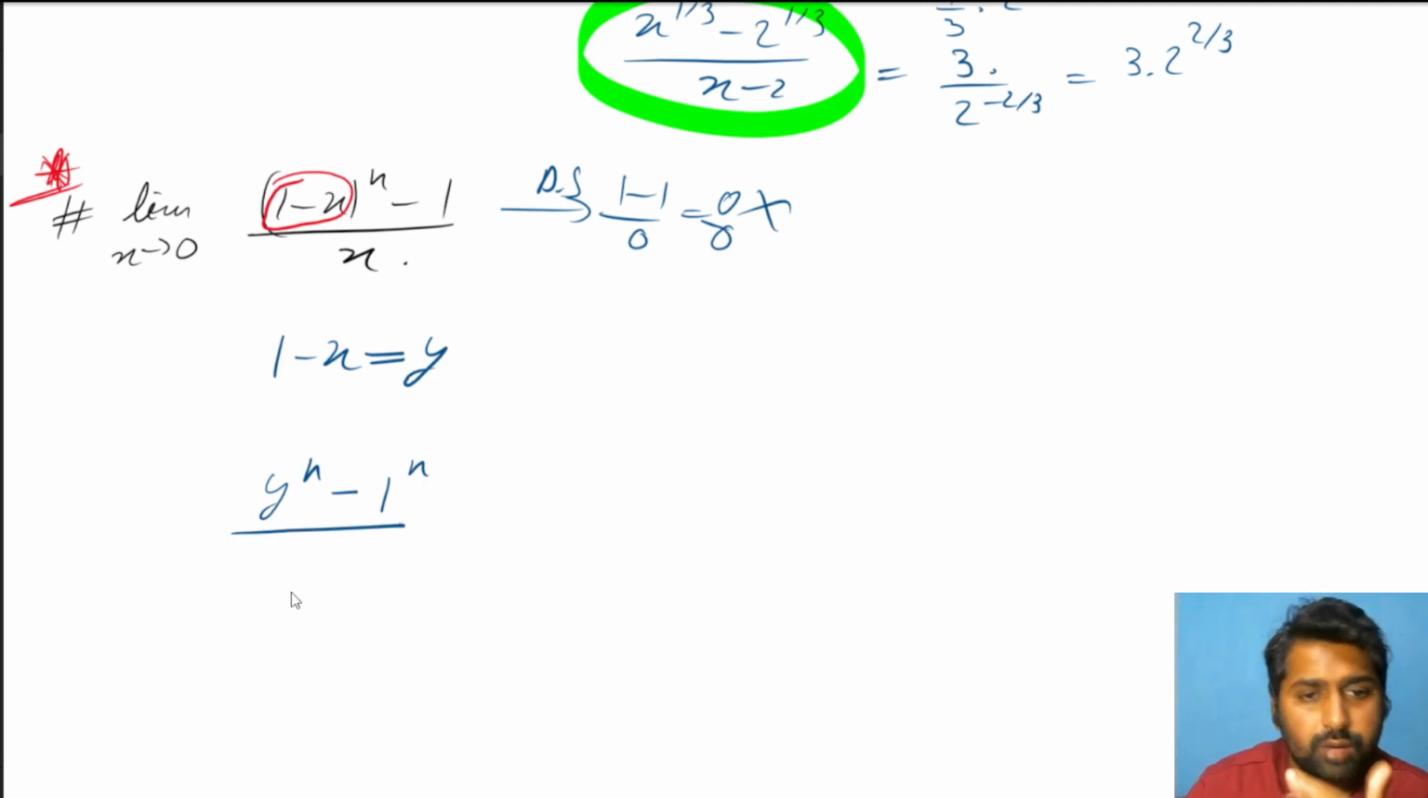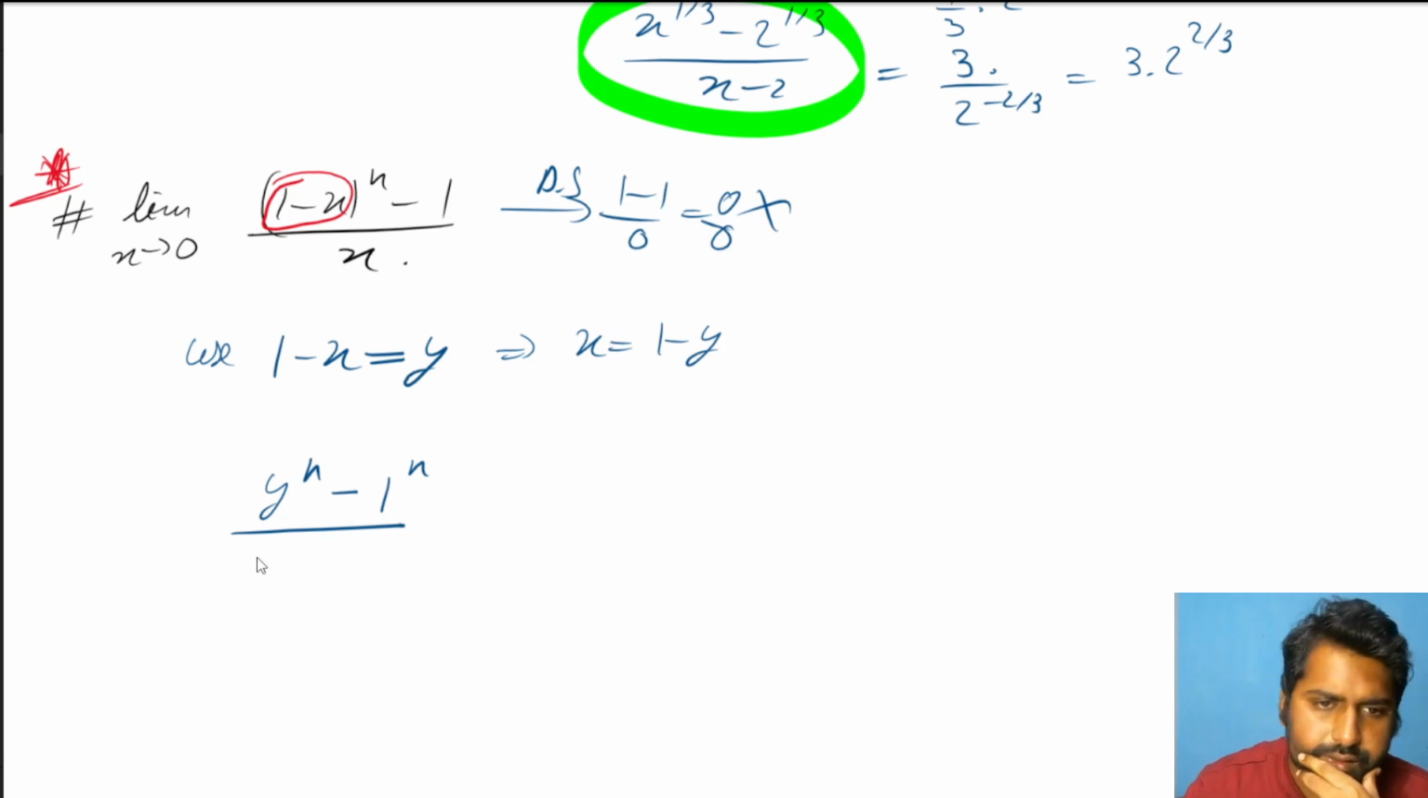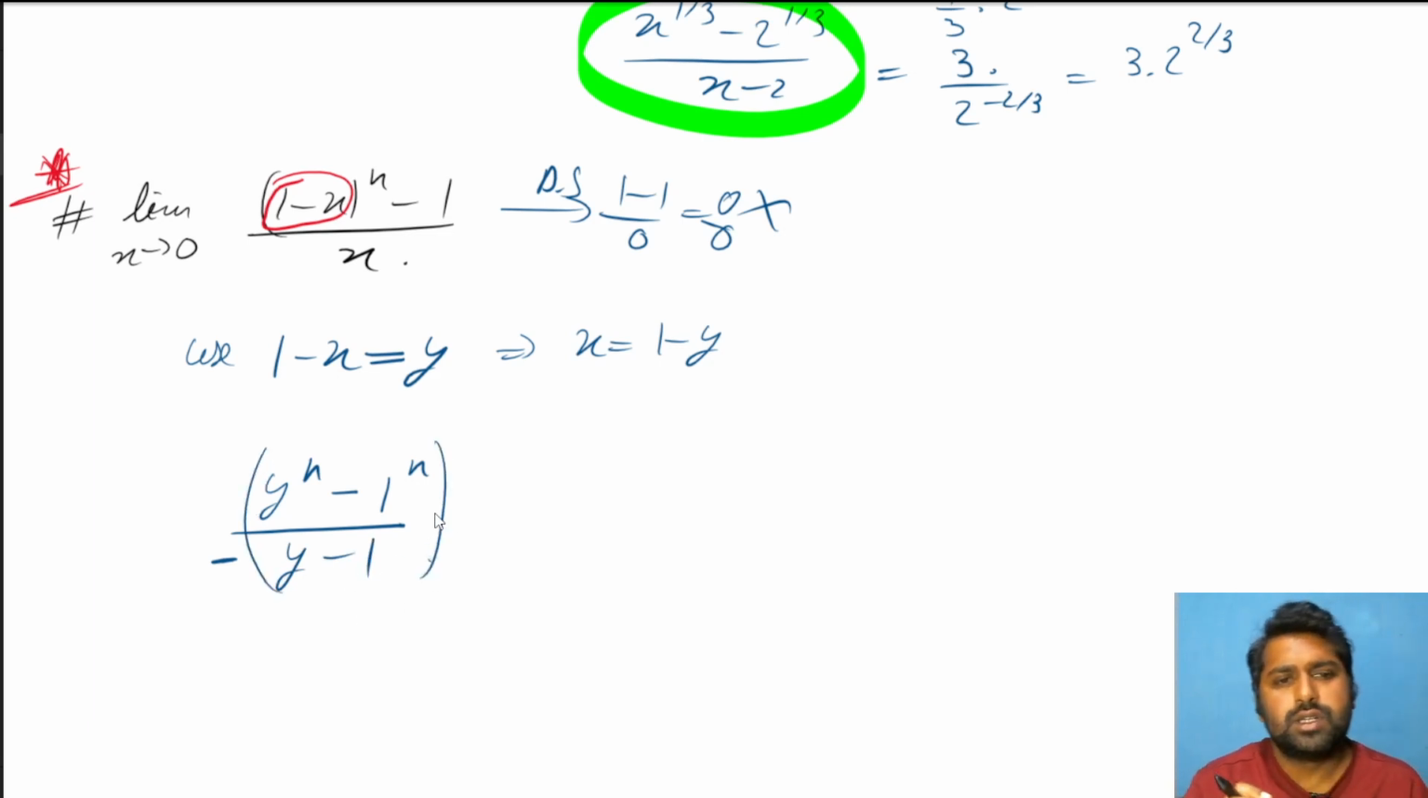Now let's see the denominator. Denominator is x. If I'm using 1 minus x is y, what is the value of x? x is 1 minus y. So it will become 1 minus y. If I take negative common, I have to rearrange, means I have to change the order. So instead of 1 minus y, it will become y minus 1. And now you can see the question has become a question of standard limit just by using this conversion. Of course, it was not easy to see, but it is actually getting manipulated. This is the first problem.